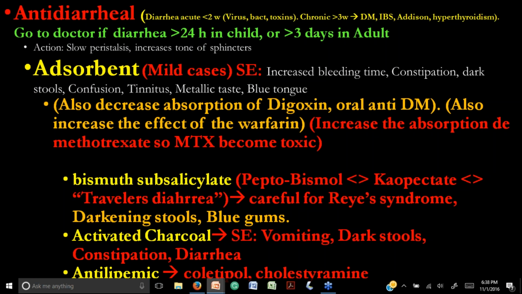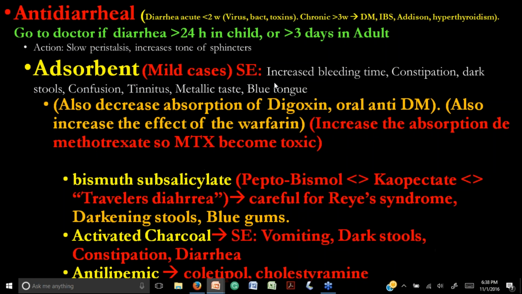All right, so one thing that is high yield for NCLEX is that bismuth subsalicylate causes dark stools and blue gums. Okay, I remember you mentioned it in the classroom. All right, so let's keep going.